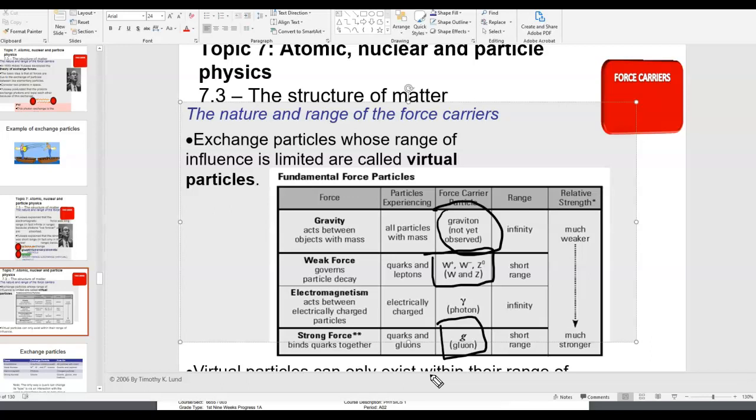Also note that the weak force and the strong force only exist within the confines of the nucleus. They both have a very short range, whereas the gravitational force and the electromagnetic force have an infinite range. Everything on this chart you need to know.